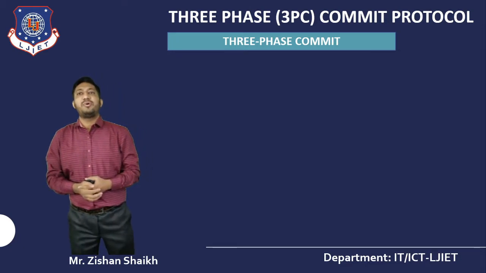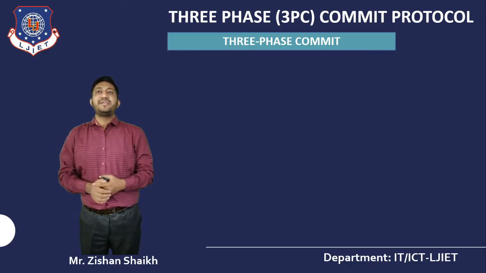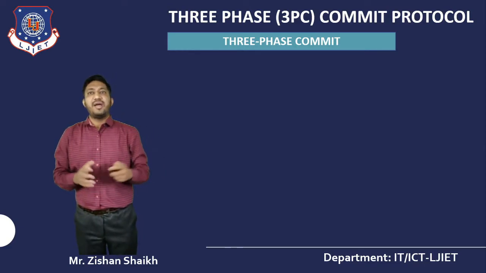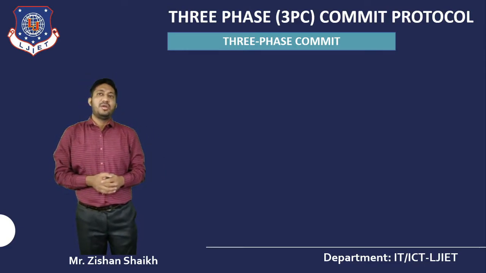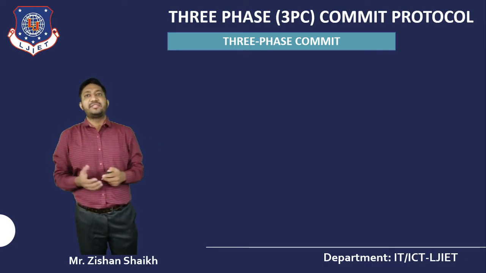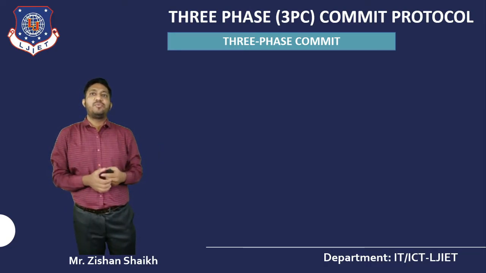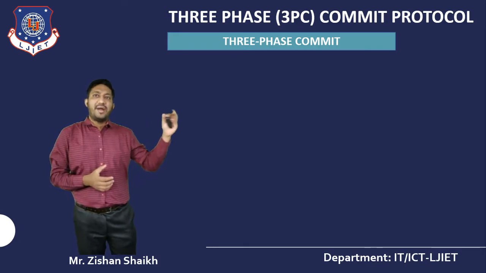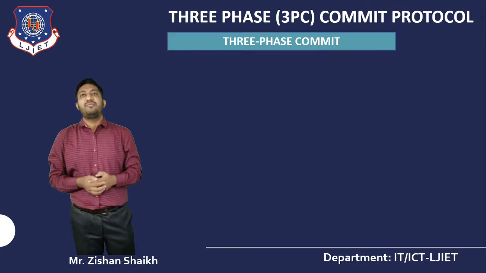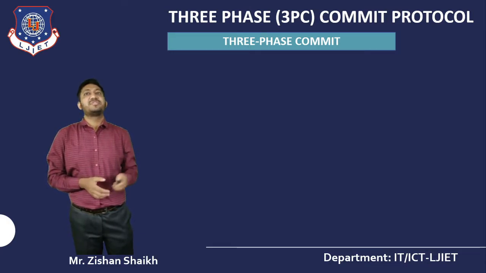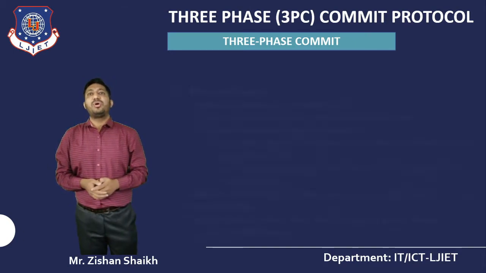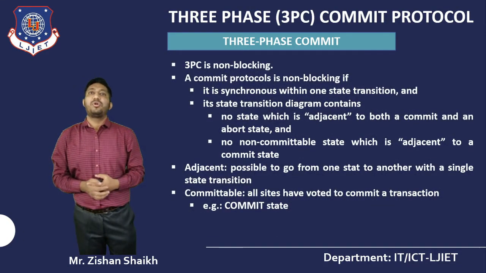When we talk about the two-phase commit protocol, it is a blocking protocol. In its state diagram, it is blocked in two states. At the coordinator side, it is blocked in the wait state. At the participant side, it is blocked in the ready state. The solution is provided by our three-phase commit protocol, which is a non-blocking protocol.